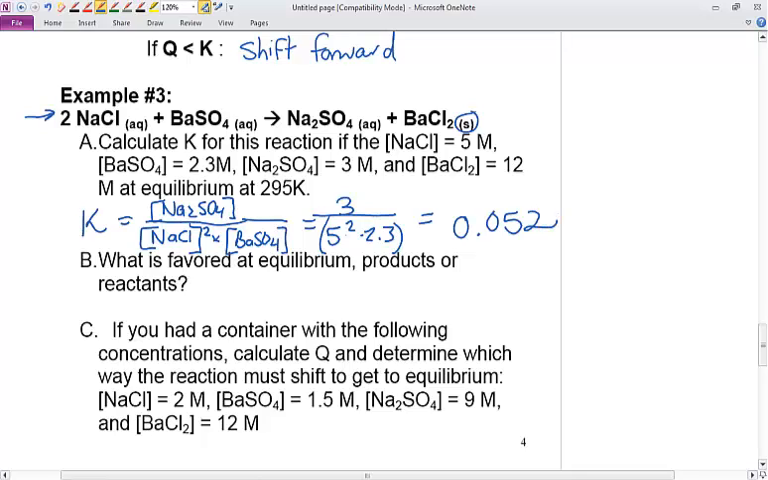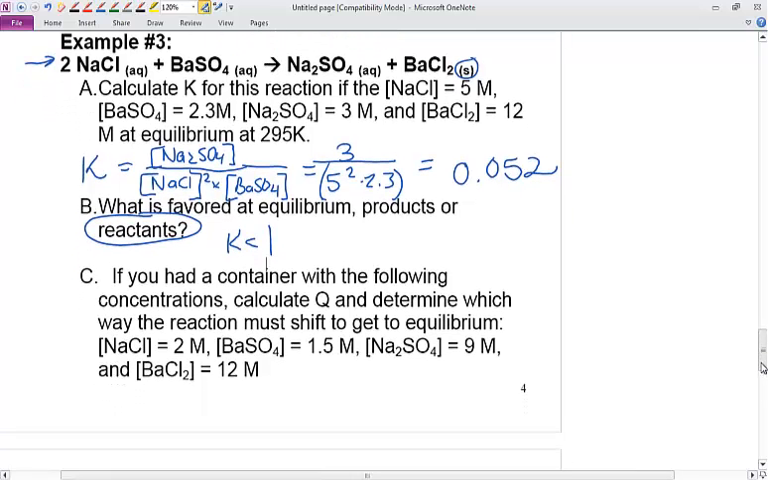That means you've got a bigger number on the bottom, a bigger amount of reactants, and a smaller amount of products at equilibrium. So this one favors the reactants because K is less than the value of 1. You know, if you had equal amounts of products and reactants, that would divide to make 1.